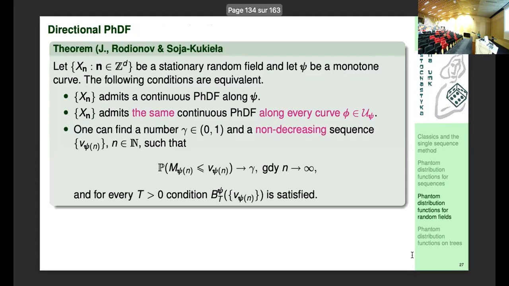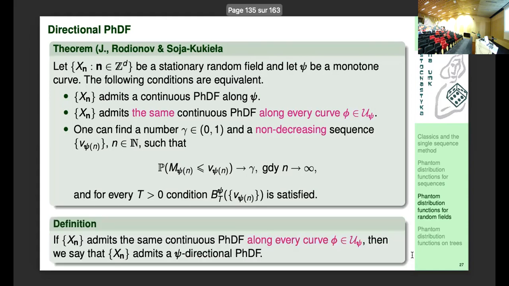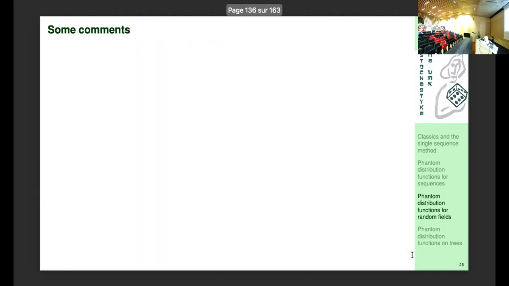this neighborhood, and some technical conditions that we need: some convergence, a non-decreasing sequence, but on the sequence, it is important, a sequence of levels, not a field of levels, on the sequence of levels, such that we have this convergence and the condition previously mentioned is satisfied. So we have a definition that if X admits the same continuous distribution function along every curve, then we say that it admits a psi-directional function.